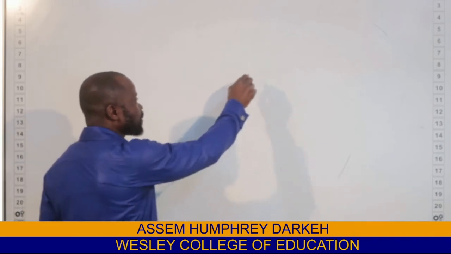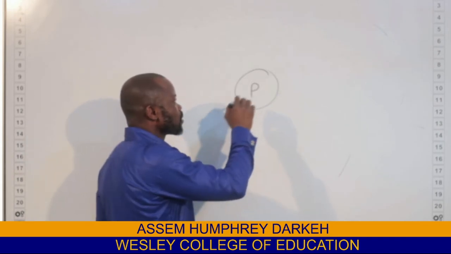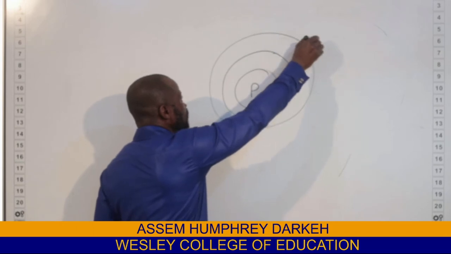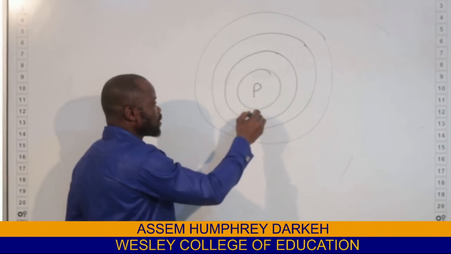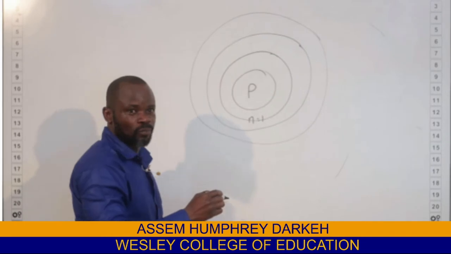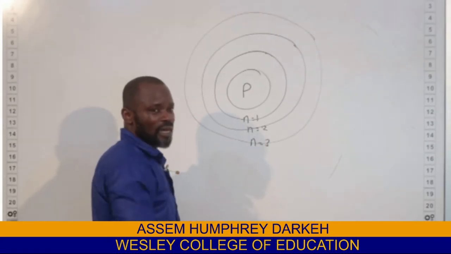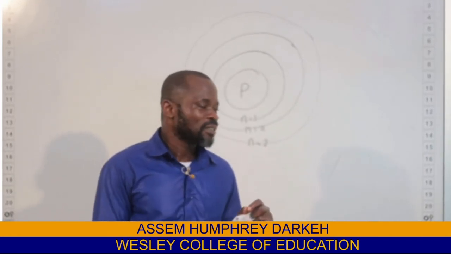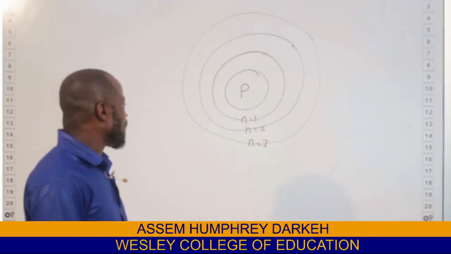And so if we consider our diagram again, where we have this as the nucleus, then if this is the first shell, the second shell, the third shell, let's give ourselves only three shells. So this is shell number one, so n equals one. Shell number two, n equals two. Shell number three, n equals three. And all these shells or orbits are associated with energy. Bohr's sixth assumption is that the energy of the light emitted or absorbed is exactly equal to the difference between the energies of the orbits.